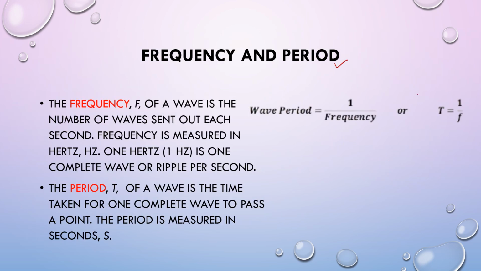Next, we'll look at frequency and period. The frequency, or f, of a wave is the number of waves sent out each second. Frequency is measured in hertz, or Hz. 1 hertz is one complete wave or ripple per second.